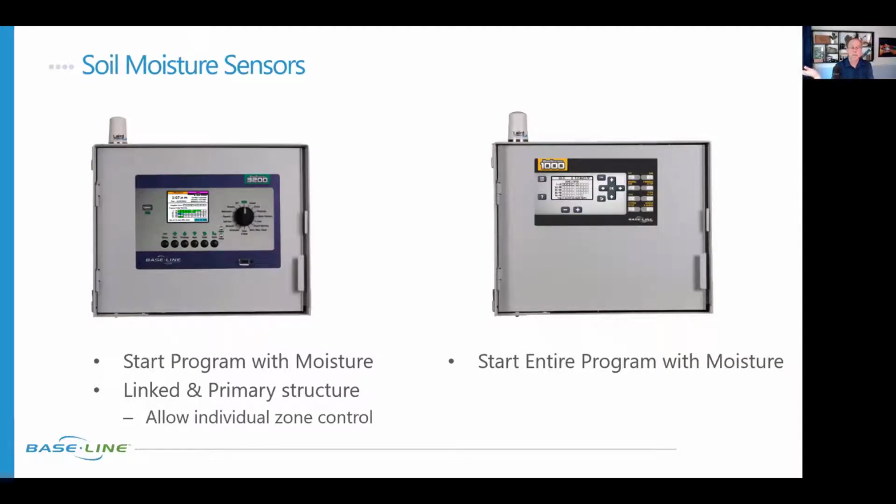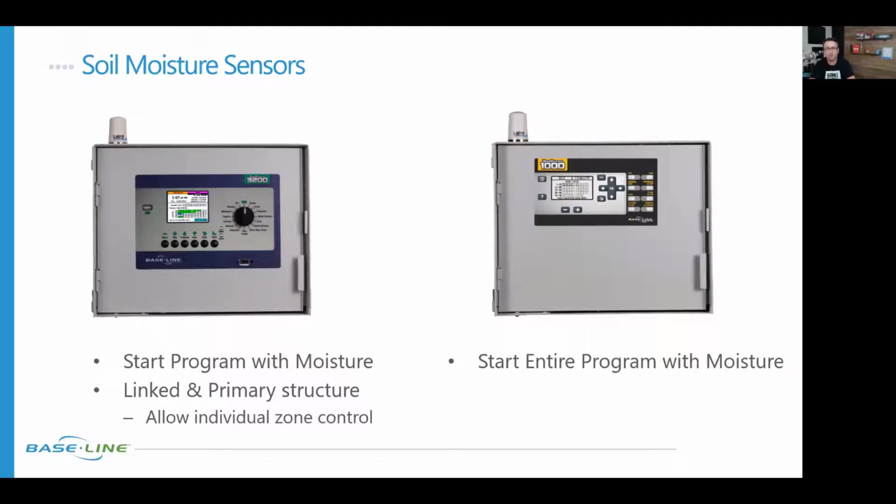Moisture sensors. Both controllers will work with moisture sensors, as we said before. The Basestation 3200 can start a program with moisture. It can also drill down to an individual zone because we have the linked and primary structure on the Basestation 3200. The Basestation 1000 will start an entire program, and we don't have the ability to come down to an individual zone. Right.